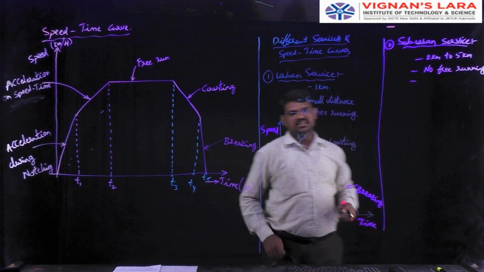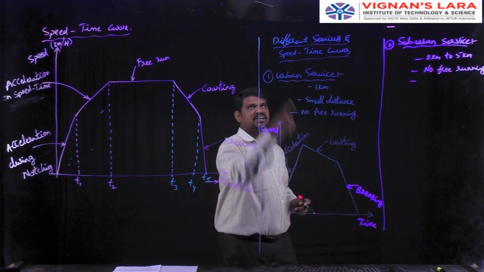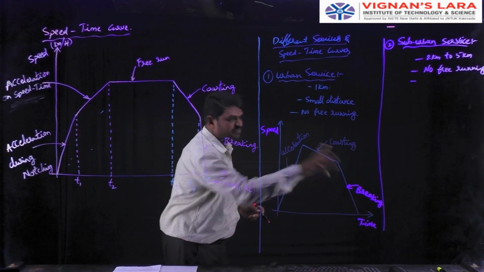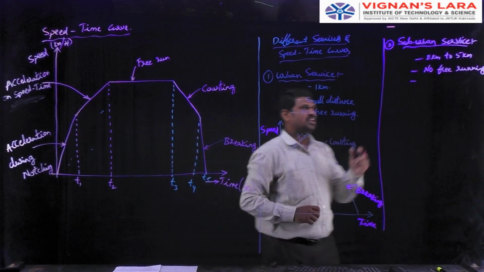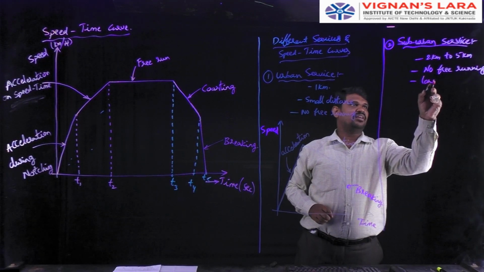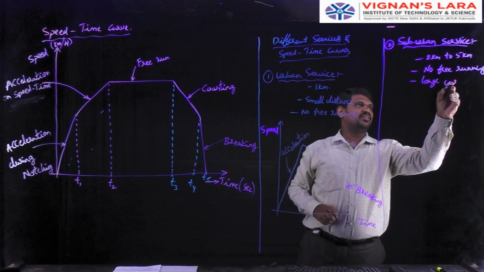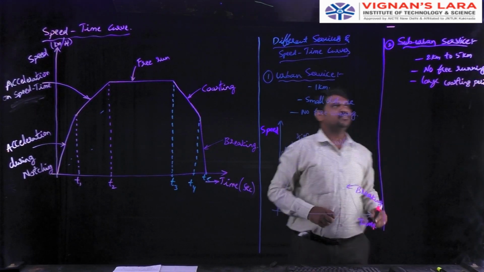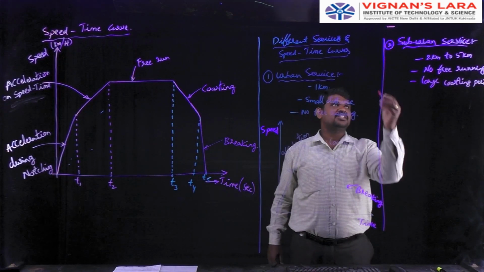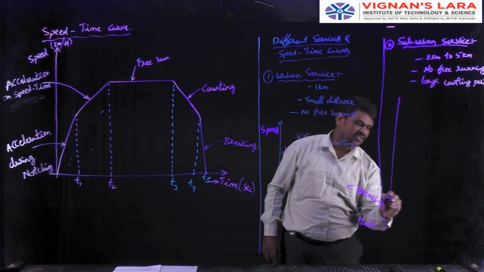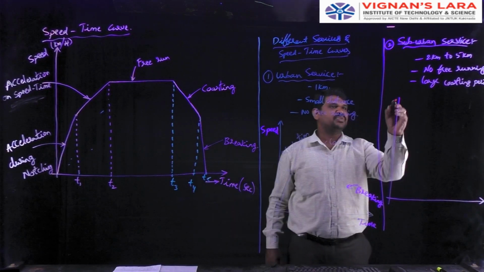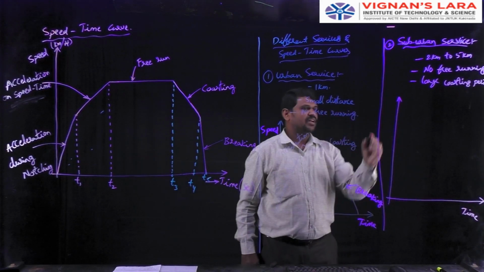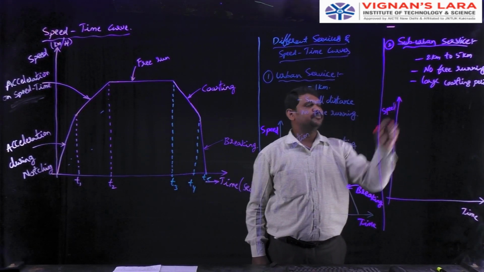But compared to the urban service, it has the larger coasting period. Okay, if you draw the speed-time curves of suburban service, this is the time and this is the speed.